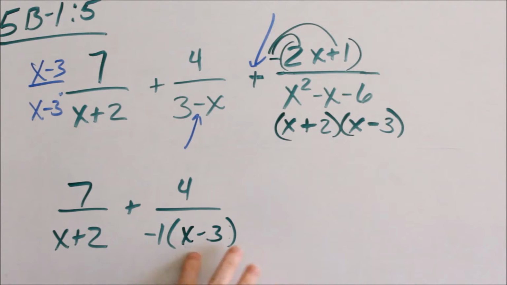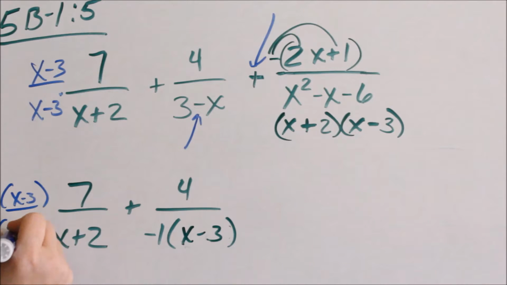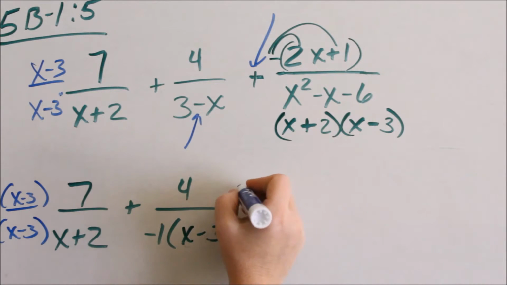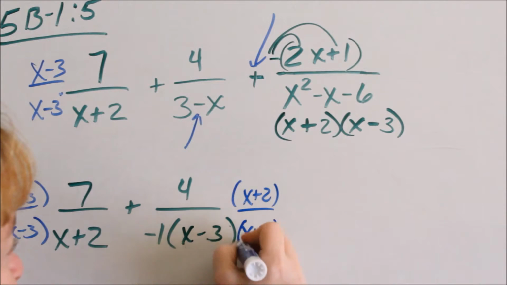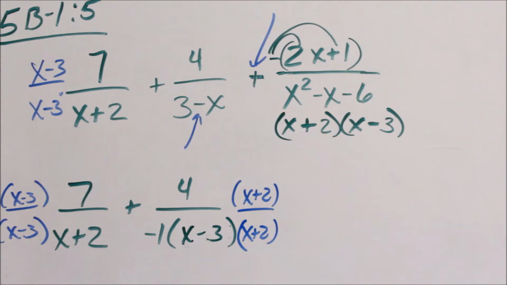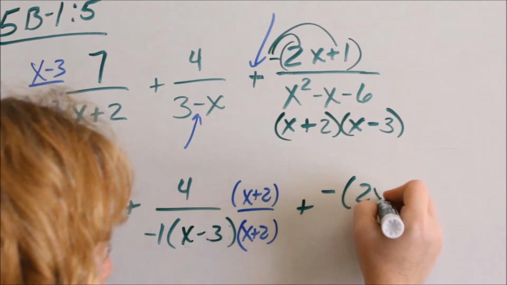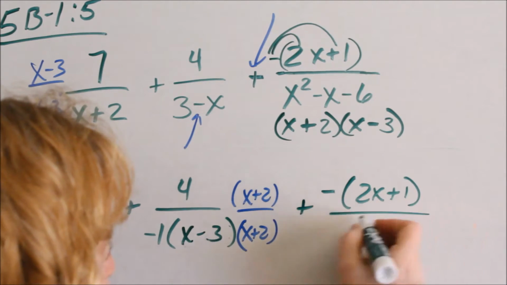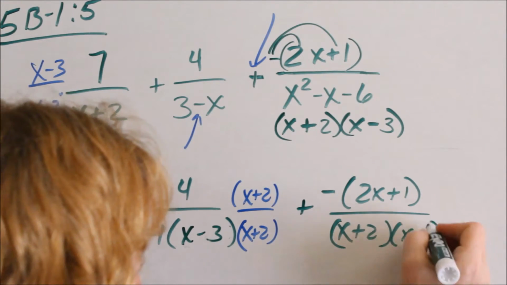Okay? So now I can see, going back to making common denominators, this one needs an x minus 3 multiplied to it. So this one now needs an x plus 2 multiplied to it. And then our last one, the fraction should not change. I still have that negative out in front. And then here I'm going to have x plus 2, x minus 3.